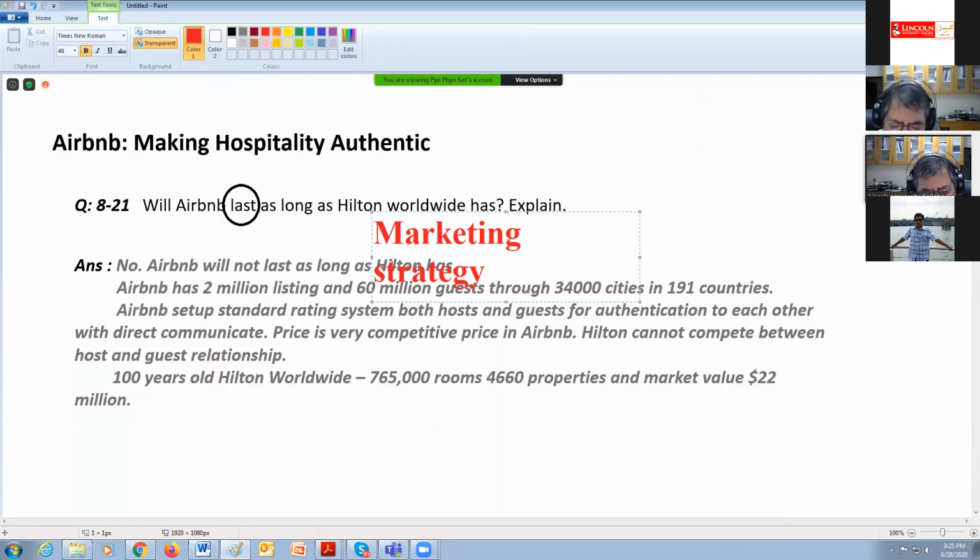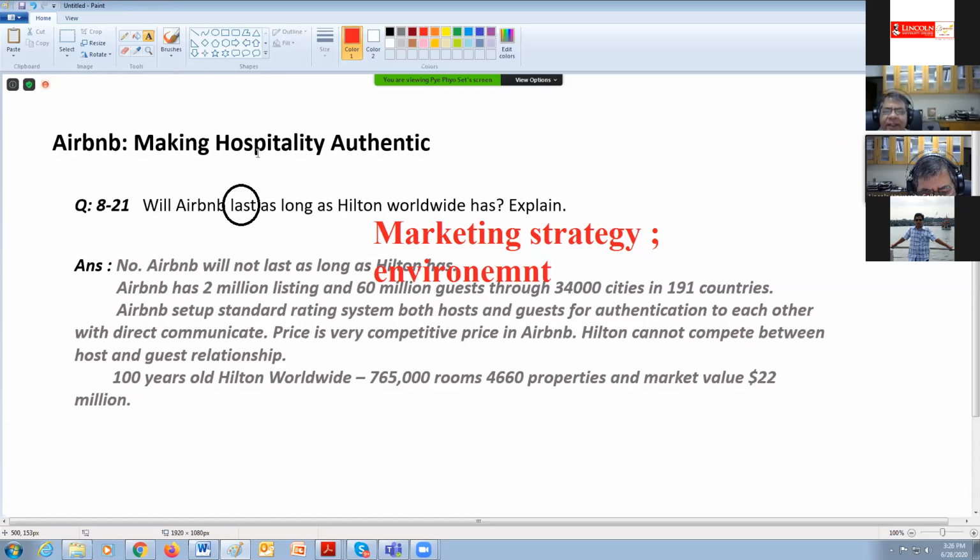What does it mean? That includes the environment. Which environment? Airbnb and the Hilton are operating in. So you have to explain the micro environment and macro environment. Then you have to also discuss the pricing strategy of both. You have to also discuss the segmentation and targeting strategy of both.